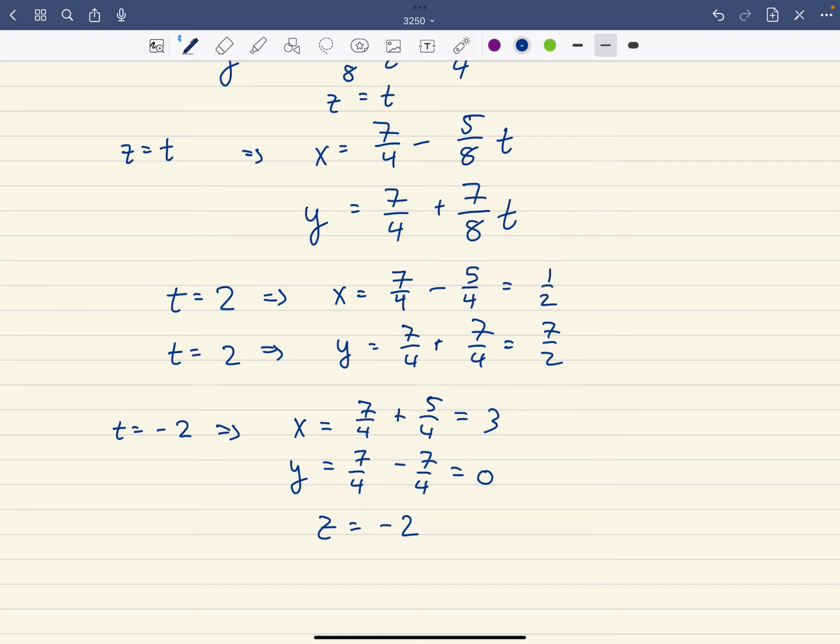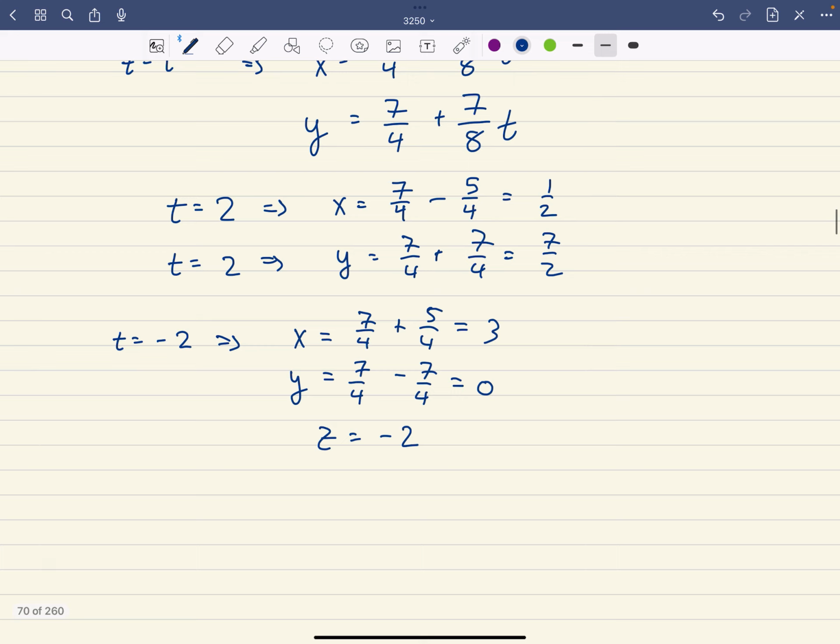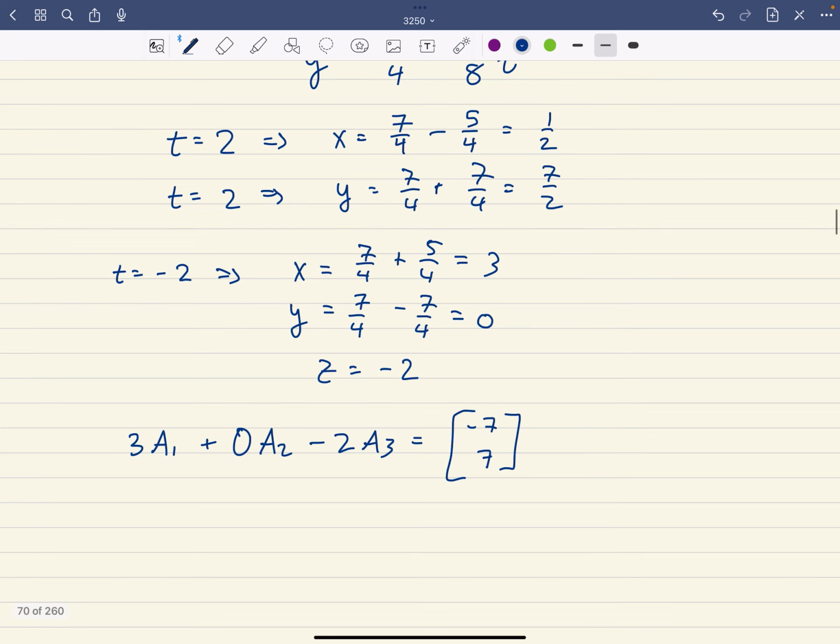is -2. In other words, you can take 3 times a1 plus 0 times a2 minus 2 times a3, and that will give you your b, which is -7, 7. Here, remember, a1 was the column matrix -1, 3. a2 was the column matrix -3, 1. a3 was the column matrix 2, 1. So that will give you your solution here.